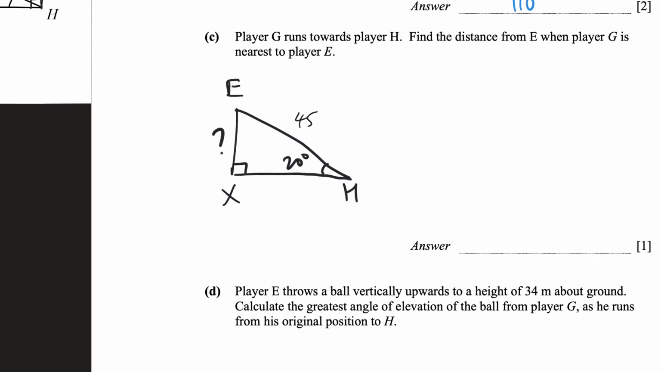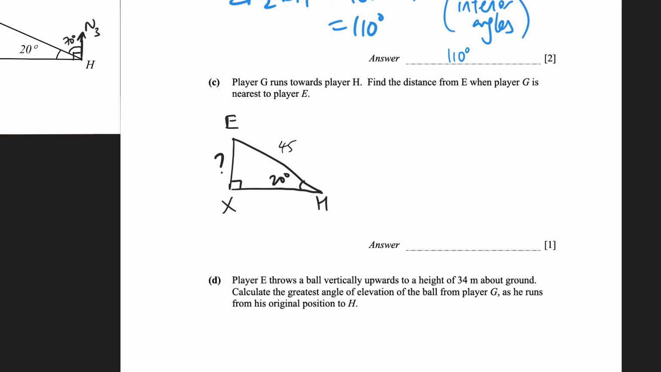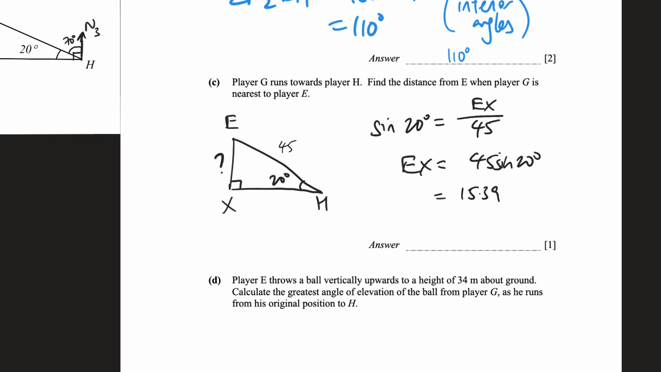You can see that we just have to apply simple trigonometry, and so we can say that sine 20 degrees equals opposite, which is EX, over my hypotenuse. And so EX equals 45 sine 20. And that simply gives me 15.39. If I give 4 significant figures, 15.4.